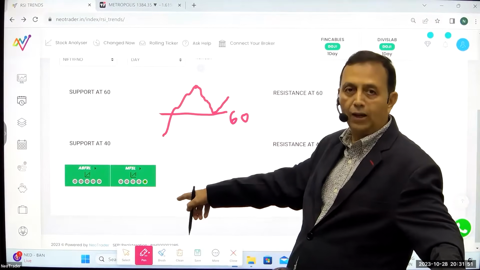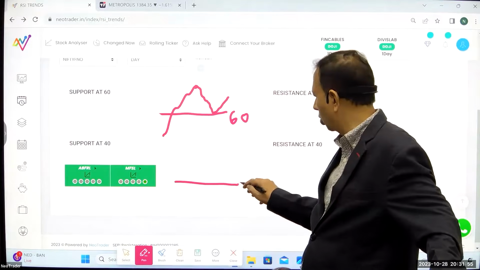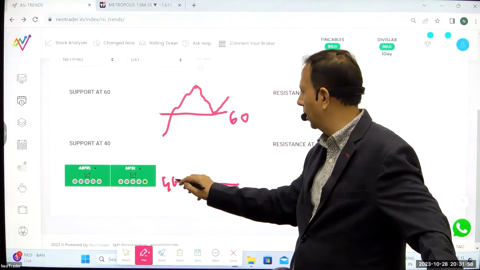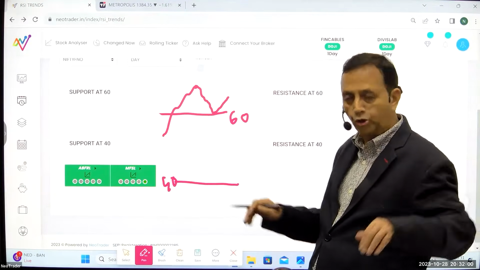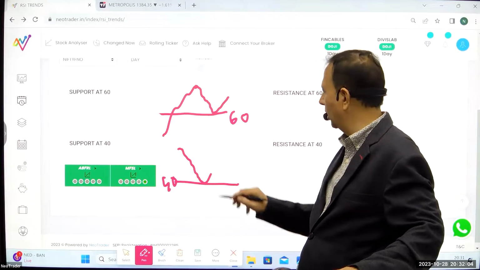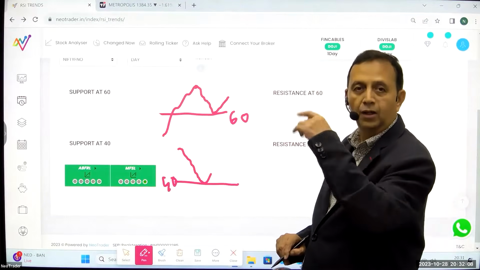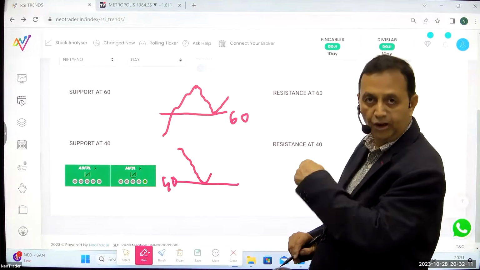Now you got another one, which is support at 40. Now how does support at 40 look? This is the 40 level of the RSI, which is drawn on your chart. Now, this can be coming from here and lift off from here. It drops into 40 and lifts up. This is one signal of strength.